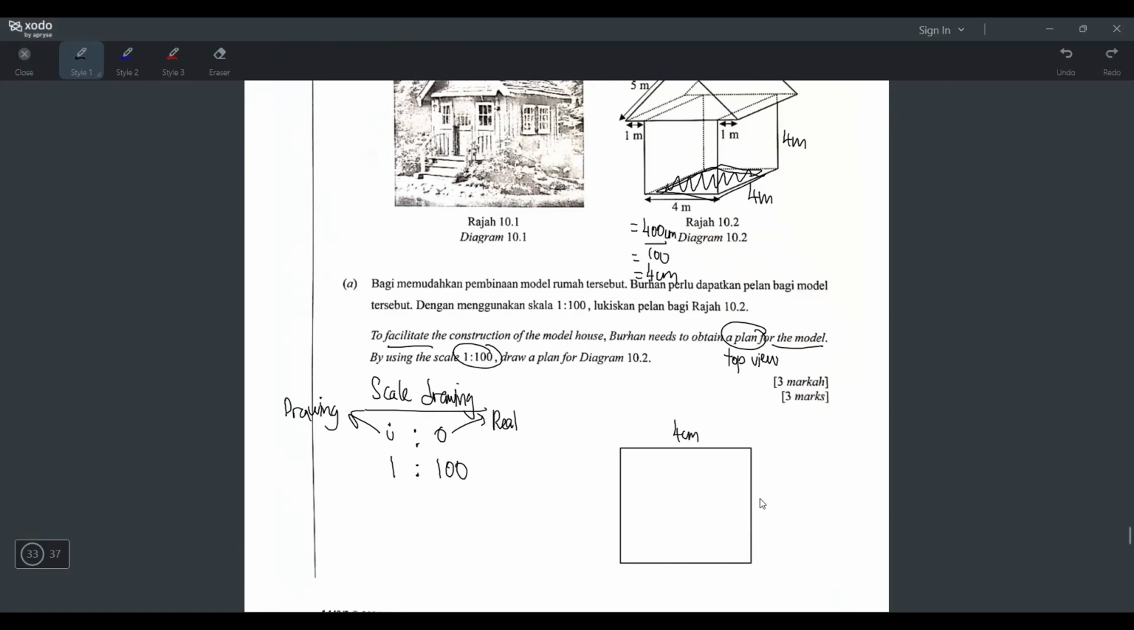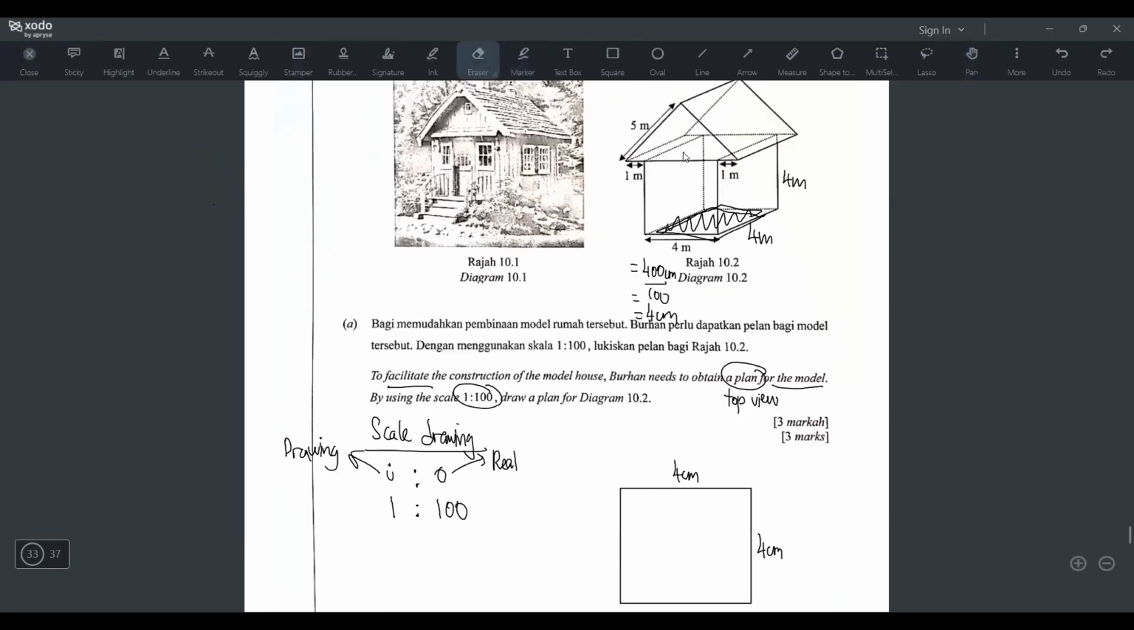right? 4 cm, 4 cm, right? This one also 4 cm. Okay, so this is the square. Okay, next surface that we will see is this one. Is this one, right? But this surface is directly above this surface.